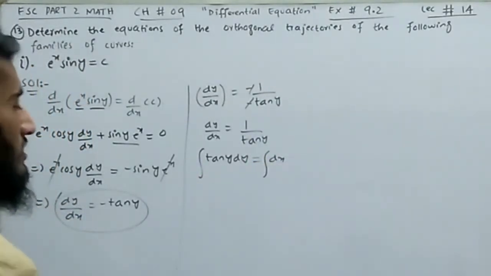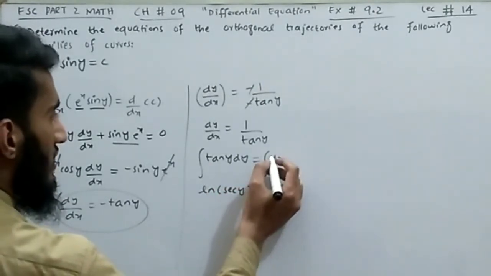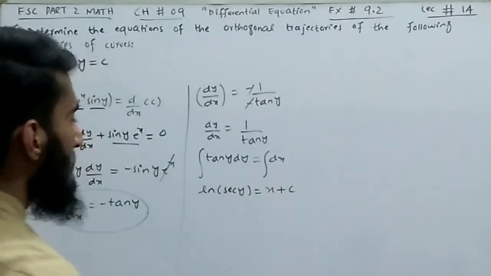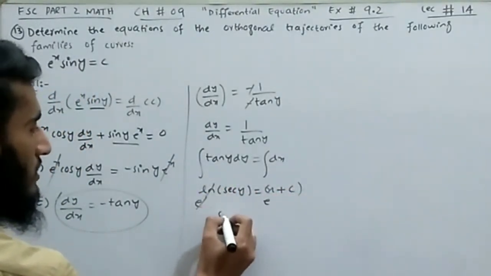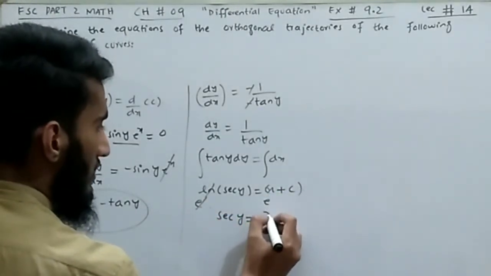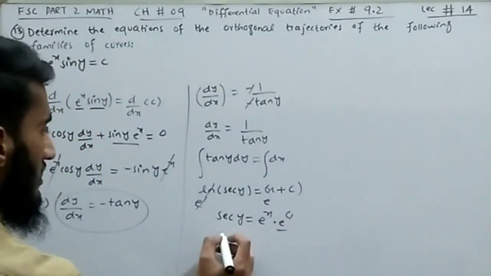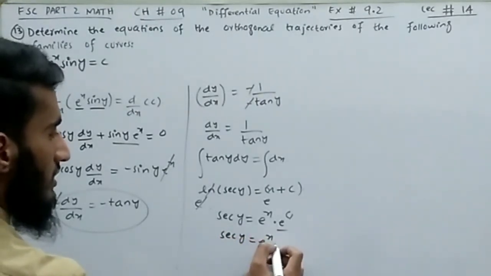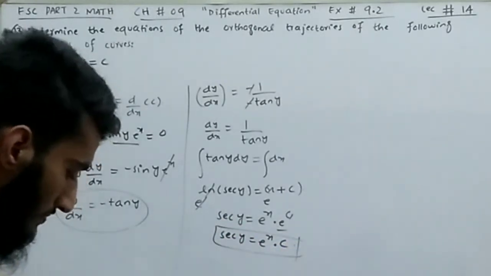The integration of tangent y is ln of secant y. Integration of dx is x plus c, taking exponential on both sides. So on this side we are left with secant y is equal to e power x into e power c. E is a constant, c is a constant, so together they will still give us a constant c. So secant y is equal to e power x into c. This is the required equation.